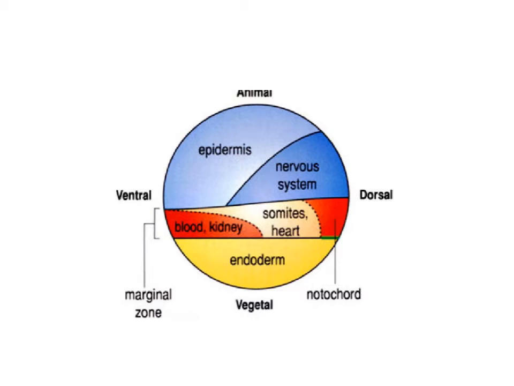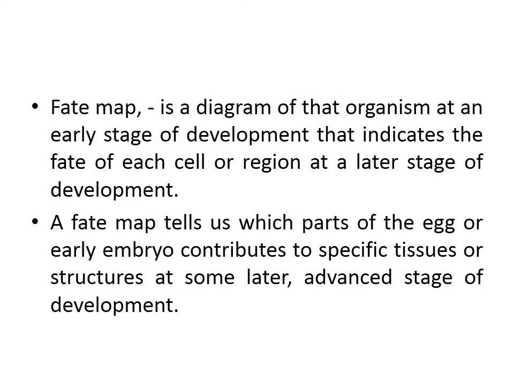Then you have the fate map. Actually, it is a diagram of that organism at an early stage of development that indicates the fate of each cell or region at a later stage of development. You can easily distinguish from a blastula or the blastodermal cells which cells are going to form what at a later stage. So that is what is known as fate map.